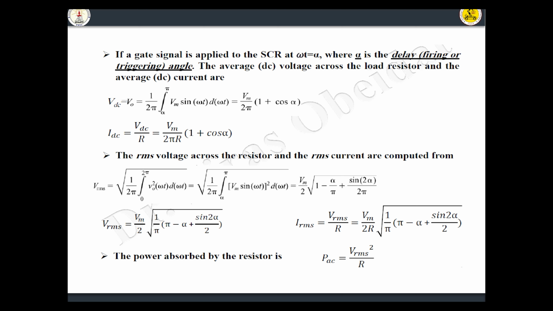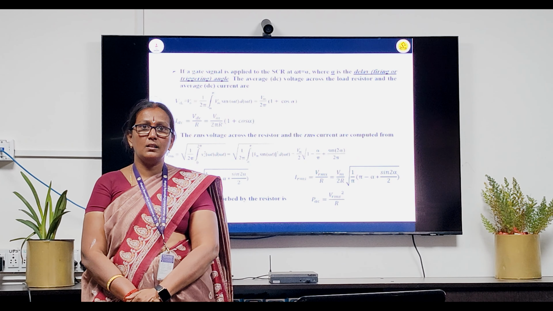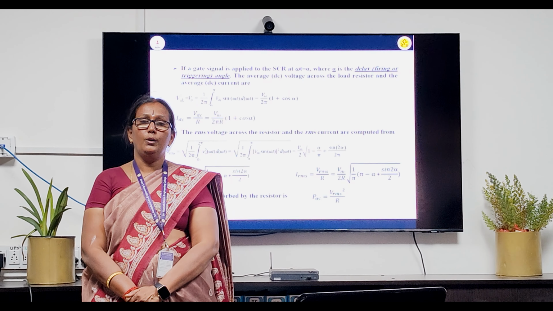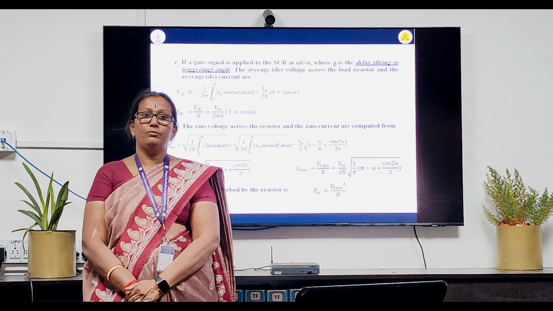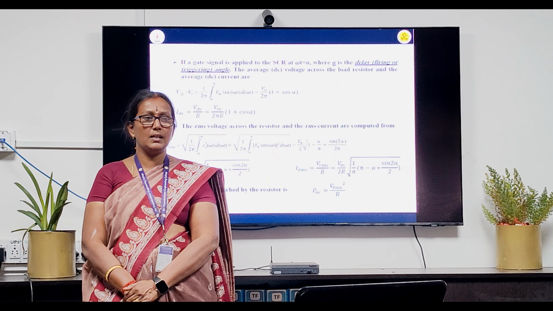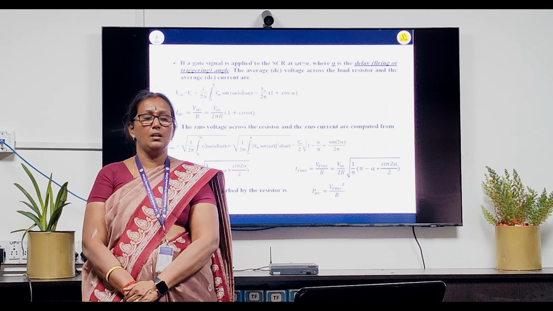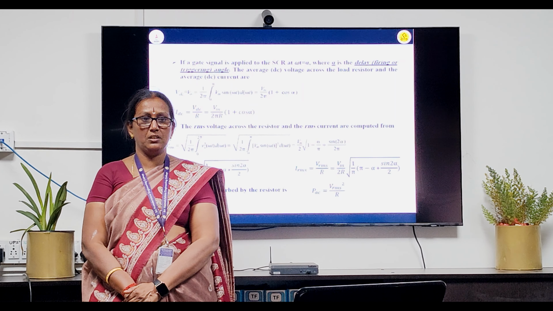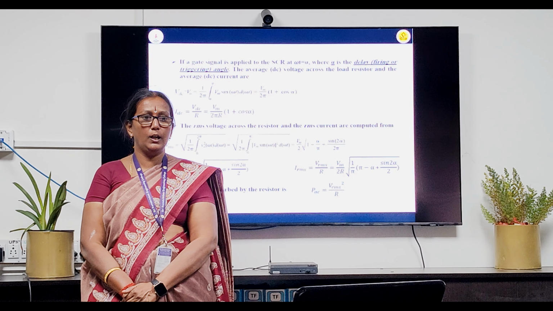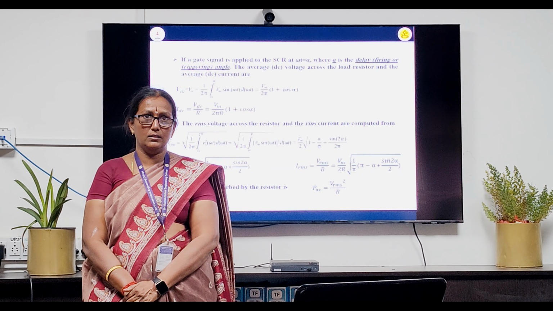The single phase half wave converter plays a crucial role in converting AC to DC with precise control. By simply adjusting the firing angle of the thyristor, we gain full control over the output power, making this converter indispensable in various industrial and domestic applications. Thank you all for your attention. I hope this gave you a clear understanding of the single phase half wave converter, not just how it works but why it matters. Thank you.